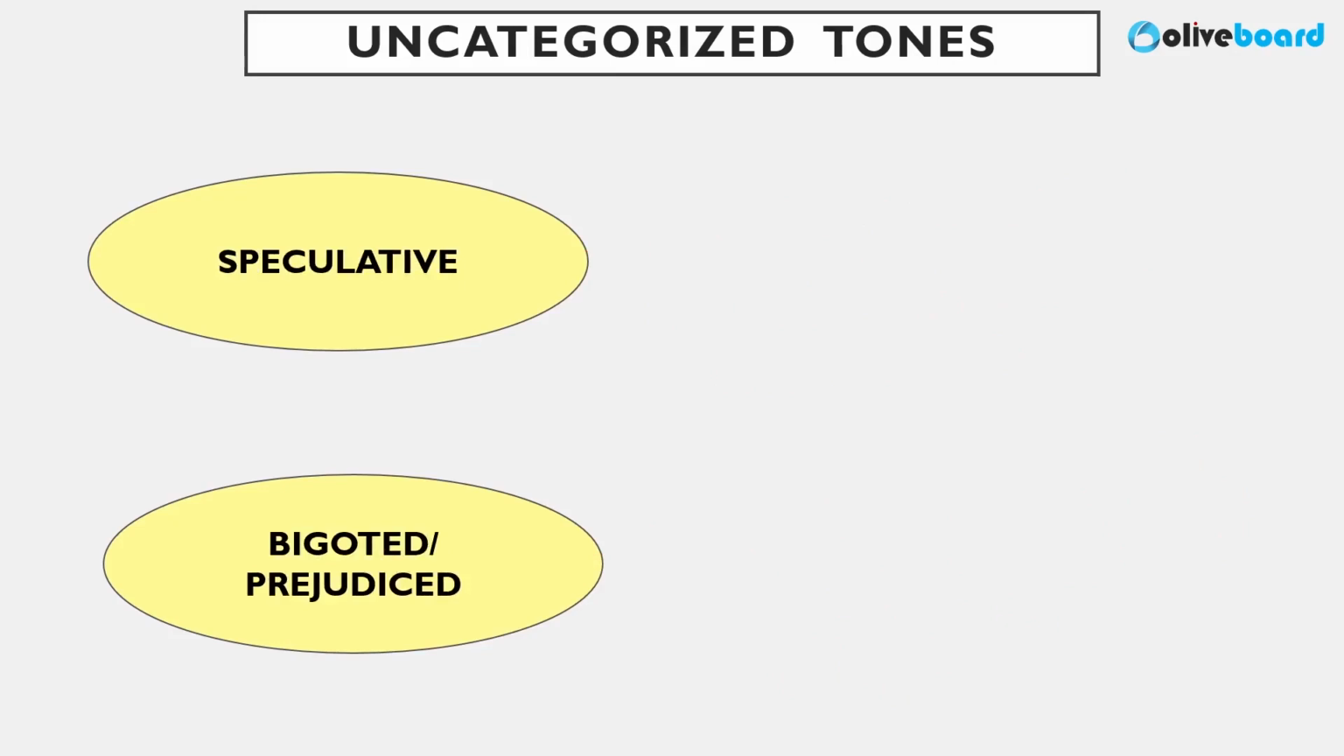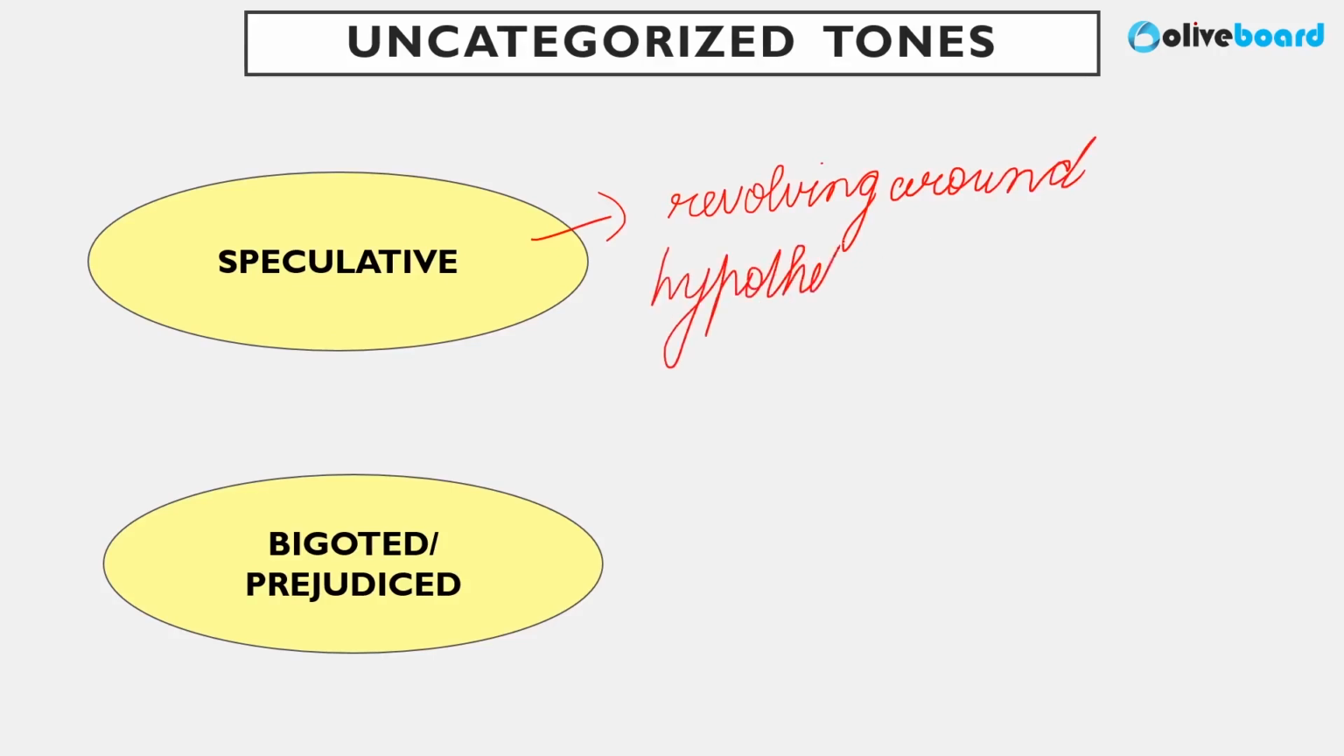Next is speculative. So speculative revolves around hypothetical things. You will usually see writers give expert opinions. Okay, if this happened, this will happen. So that is speculative. We are not sure or certain about something, but the passage is revolving around hypothetical things. So we are giving conditions, if this happens or that happens. So usually your expert opinions are speculative.